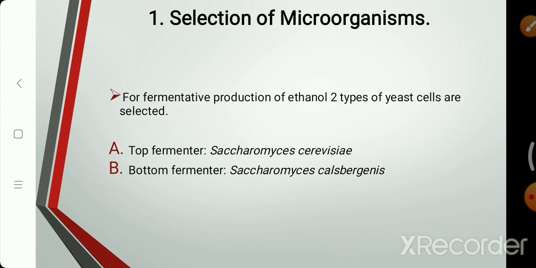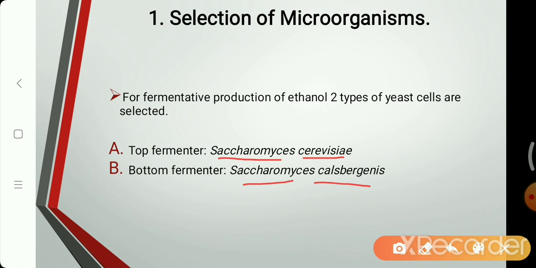The first step is selection of microorganism. For the fermentative production of ethanol, two types of yeast cells are selected: Saccharomyces cerevisiae and Saccharomyces carlsbergiensis. Saccharomyces cerevisiae is a top fermenter, whereas Saccharomyces carlsbergiensis is a bottom fermenter.